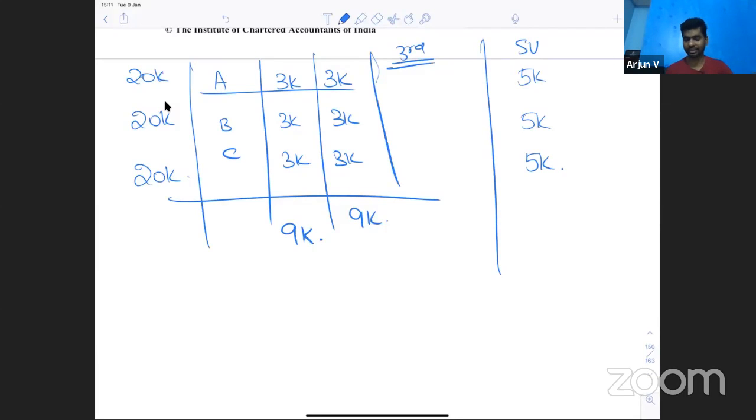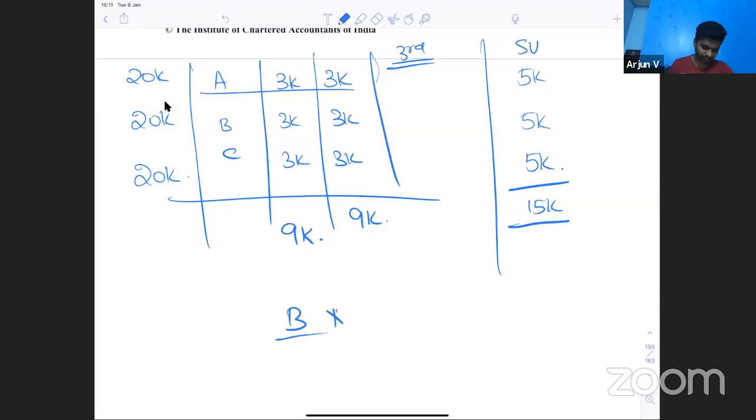How are we treating it? First, I'll cover the case of retirement. Then we'll come back to the case of death. Okay, surrender value is 5, 5, 5. That is 15K. Okay. Now what is happening?